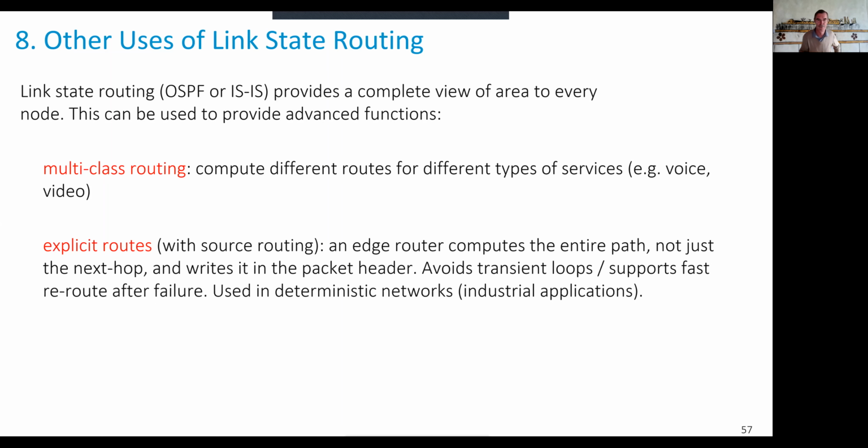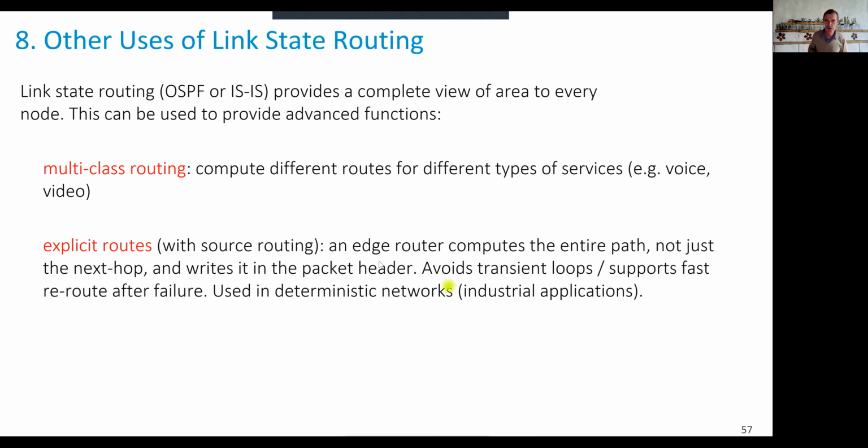It's used, for example, for multi-class routing. Since you know the complete area, you can compute different routes. For example, if you have satellite links in a network, you might decide that for audio traffic, you don't use the satellite links. So you might compute different routes for different types of service. And that's very easy to do because now you have the topology database and you can run different instances of Dijkstra with different criteria.